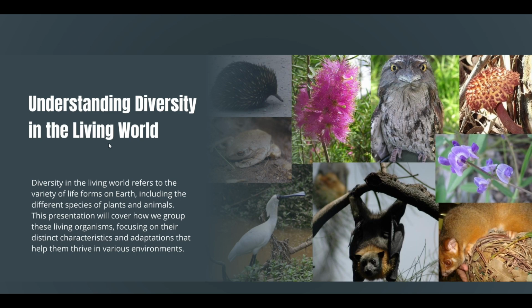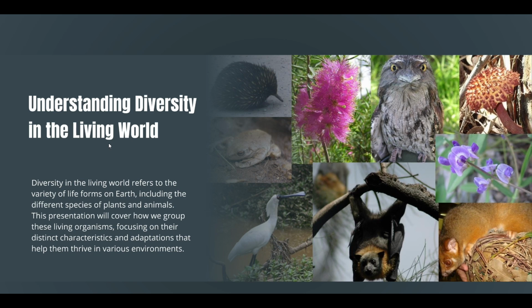Diversity in the living world refers to the variety of life forms on Earth, including the different species of plants and animals. This presentation will cover how we group these living organisms, focusing on their distinct characteristics and adaptations that help them thrive in various environments.